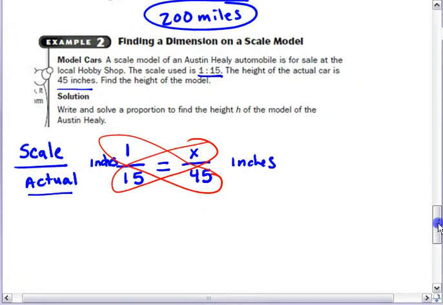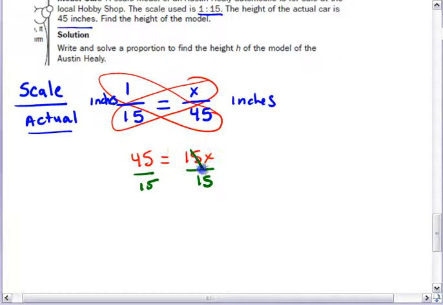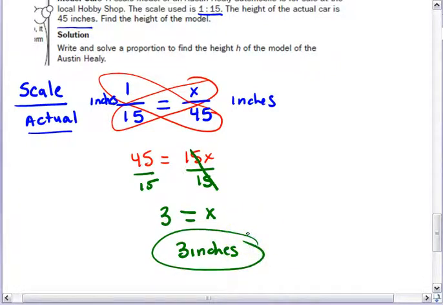So 1 times 45 is 45 equals 5x. I'm going to undo multiplication. So I'm going to divide both sides by 5. This cancels out because that's 1. I get x equals, 5 goes into 45 9 times, which means the scale model had a height of 9 inches. That's my answer.